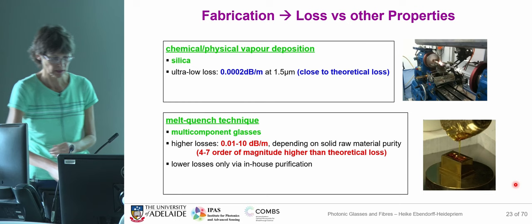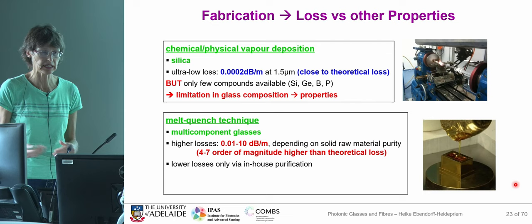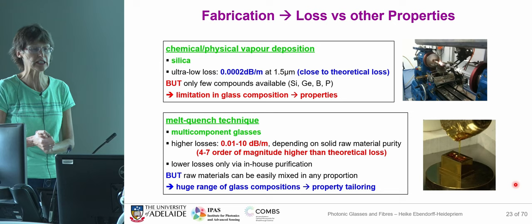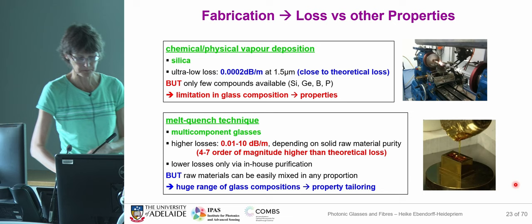The downside is with the chemical vapor deposition, the raw materials are limited. That limits glass composition, therefore properties. Whereas for the melt quench technique, I mean, you have the periodic table at your disposal to mix almost any proportion of components, and this gives a huge range of glass compositions and therefore allows property tailoring.